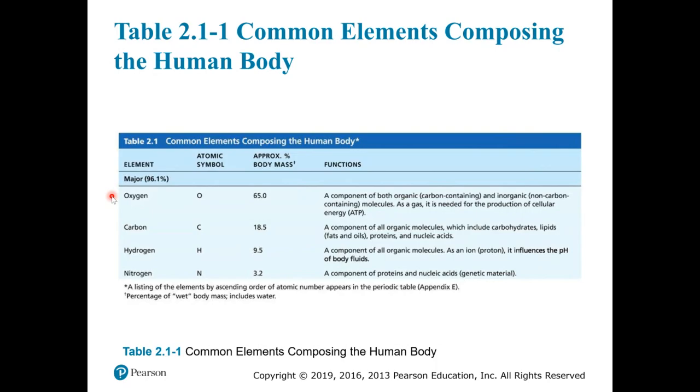Oxygen is, by mass, the largest element in the human body, and actually in all living things, followed by carbon, then hydrogen, and then nitrogen. In what form do we find oxygen that makes up 65% of our body mass? In what form do we find that oxygen? Where is it? Where is all this oxygen?